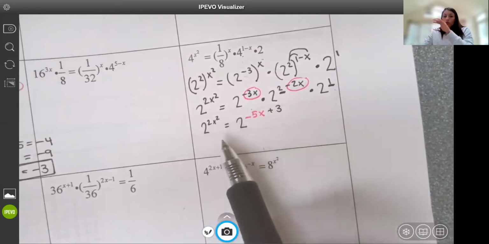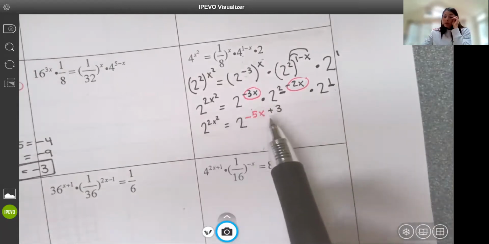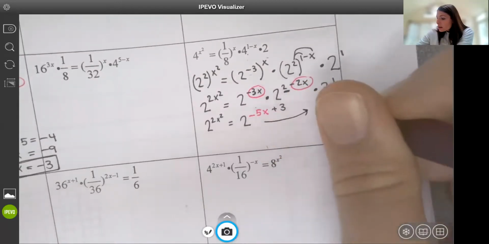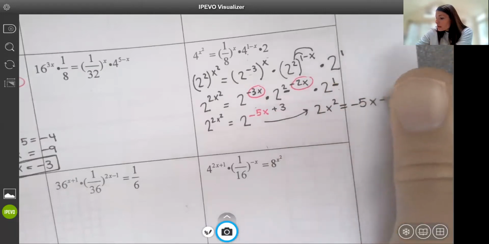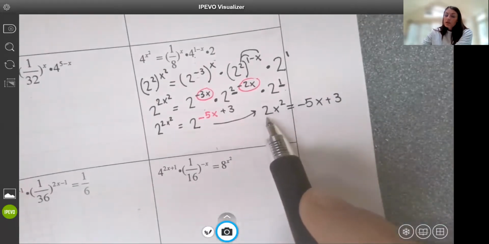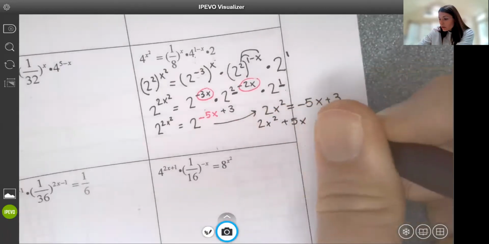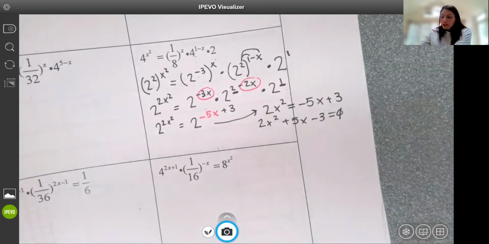Now I have 2 to a power equals 2 to a power. So these exponents must be equal to each other. So I can take from here and write that 2x squared must equal negative 5x plus 3. And it's a quadratic. So to solve a quadratic, I'm going to get it set equal to 0. I'm going to try to factor, and if I can't factor, then I would move to the quadratic formula.